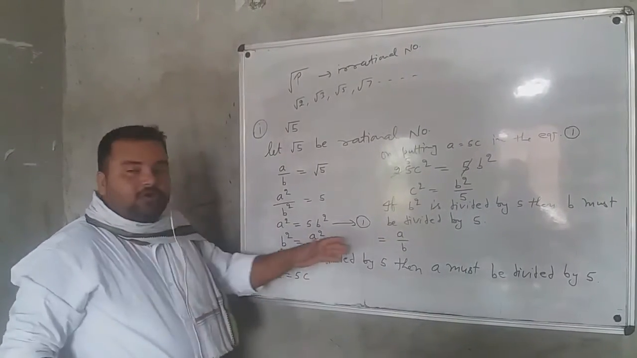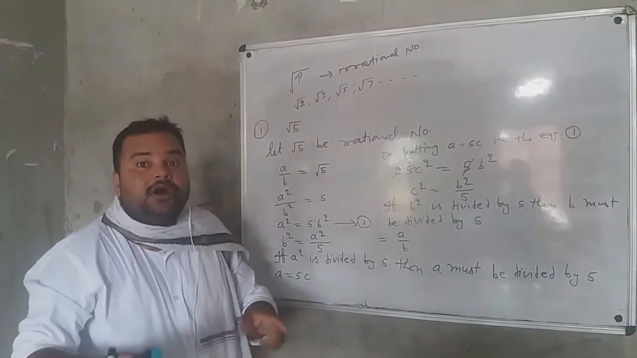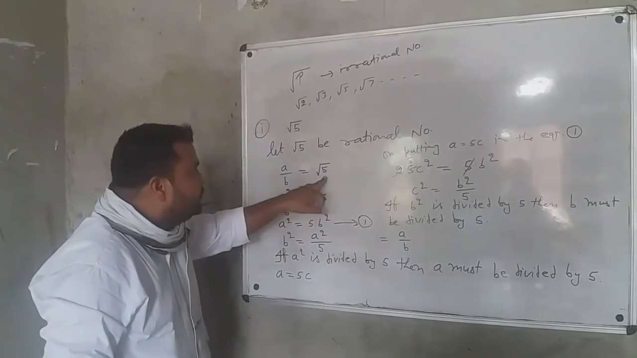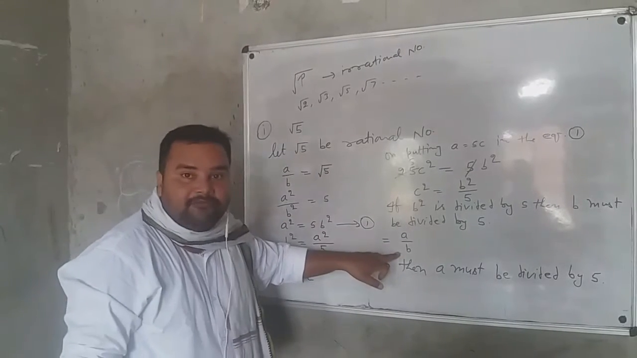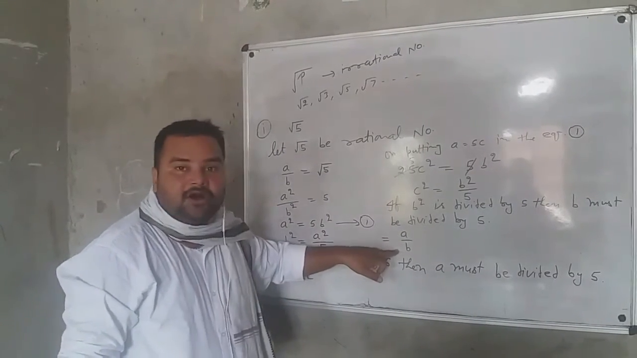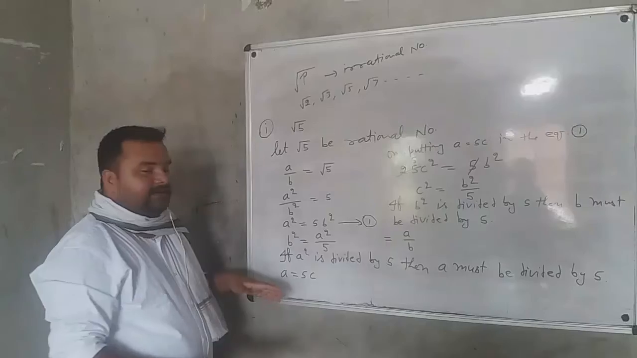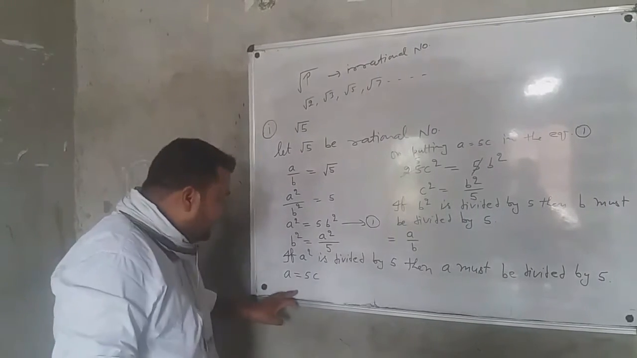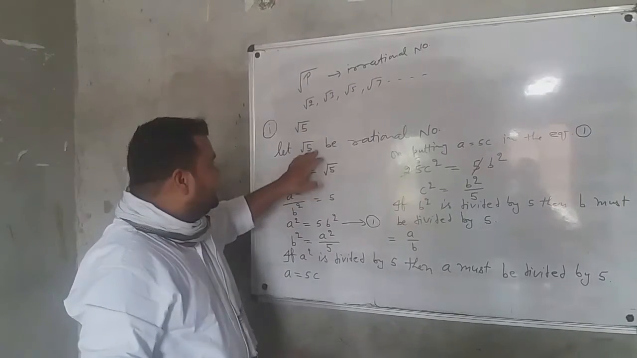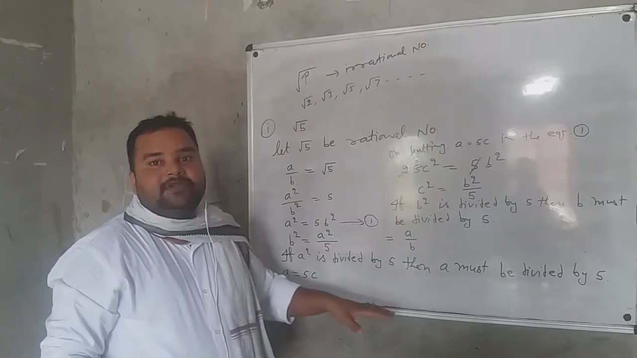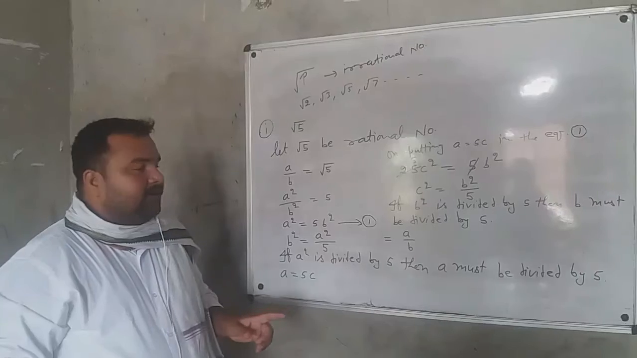So this contradiction arose due to our wrong assumption. I assumed root 5 is a rational number. It was wrong. That's why we have reached this contradicted conclusion. So beta, in the last we will write in the theory: this contradiction arose due to our wrong assumption. So we can say root 5 is an irrational number. This is the theory you need to write. It was question number 1.